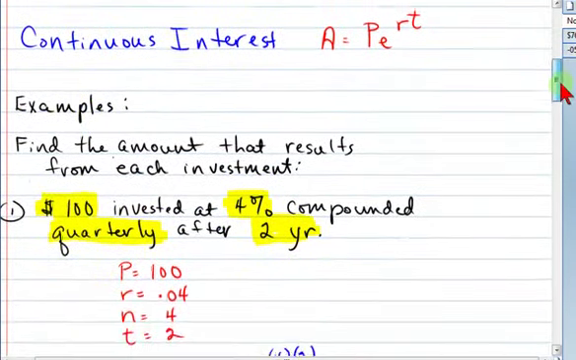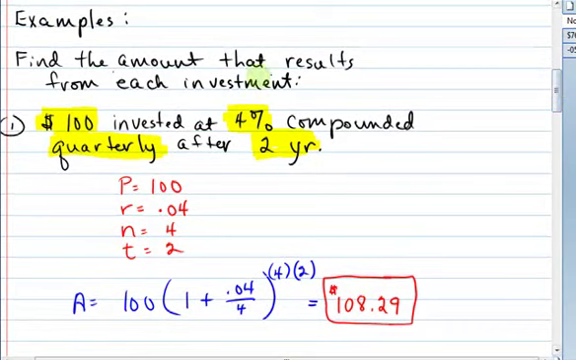Our first example says find the amount that results from each investment. And I've highlighted the numbers that are important. If you take $100, you invest it at 4% and it's compounded quarterly and you leave it there 2 years, how much money are you going to have? It's good to write down the parts. P is 100, R is 0.04, N is 4, that's the quarterly, T is 2. Then it's simply plugging them into the formula.